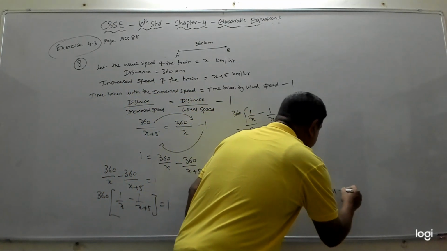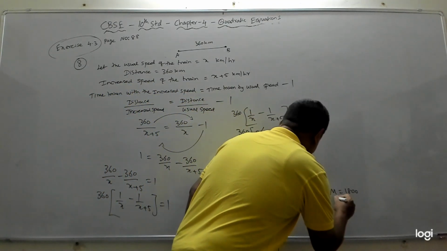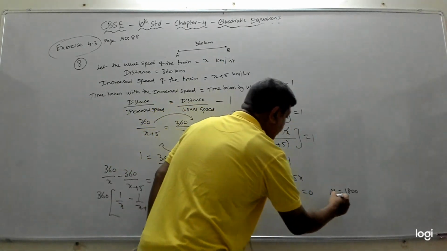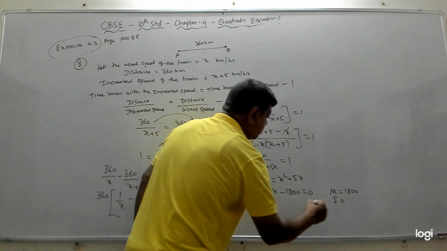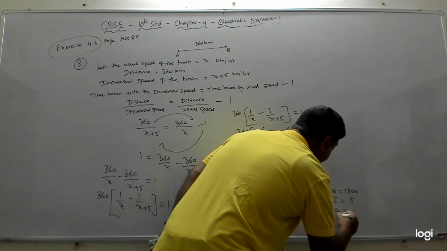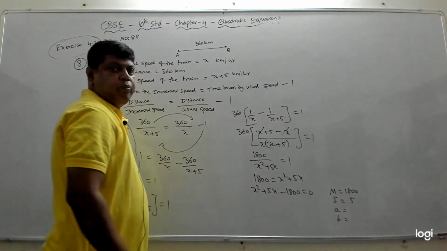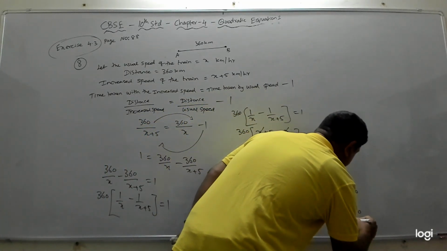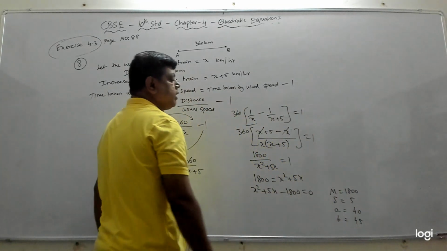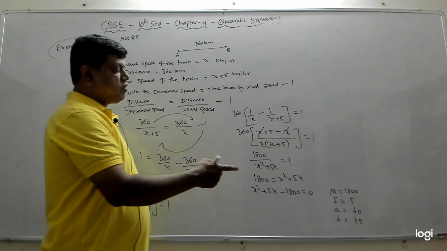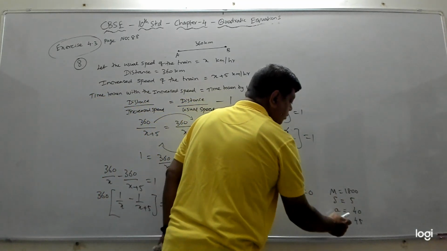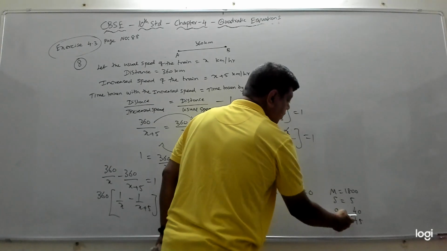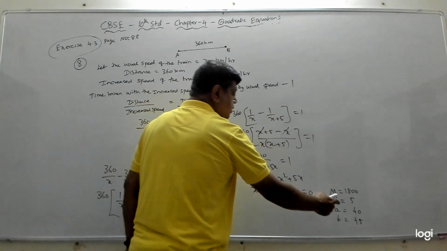Now how will you factorize? If I multiply, I should get 1800. If I subtract, I should get 5. So what are the two numbers? Try to find what A equal to, B equal to. We'll get it as 40 and 45, because 40 into 45 will give you 1800 and 45 minus 40 will give you 5. So the two numbers are 40 and 45.